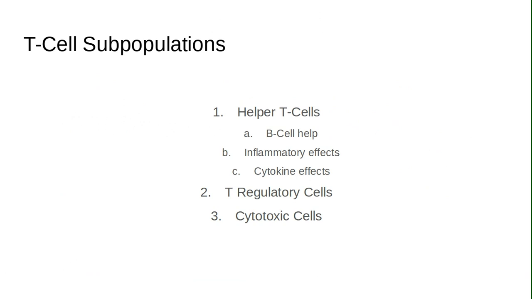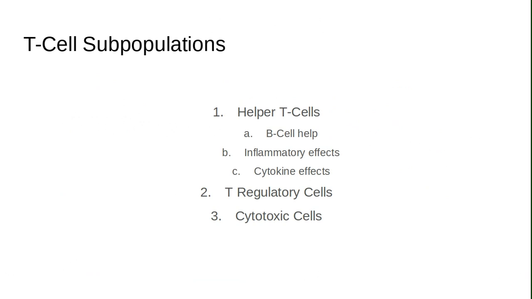The T cell subpopulations are as follows: B cell helpers, and these enhance the production of antibodies through cytokine release, causing various proliferation and differentiation signals for the B cells. And then we have inflammatory effects. These release cytokines that lead to movement and activation of monocytes and macrophages, and those are the main causations of the inflammatory response overall. Then we have regulatory effects.